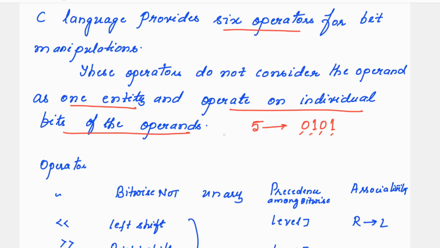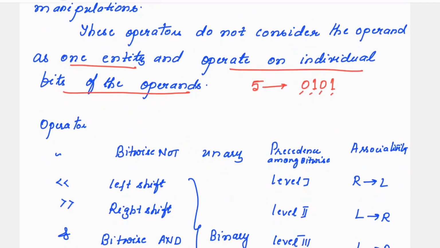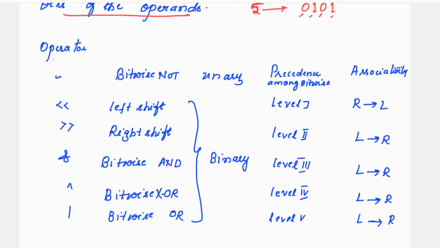It operates on the individual bits of the operands, whereas the logical AND, logical OR and logical NOT operations consider the operand as one entity. Let us see here the bitwise operators.